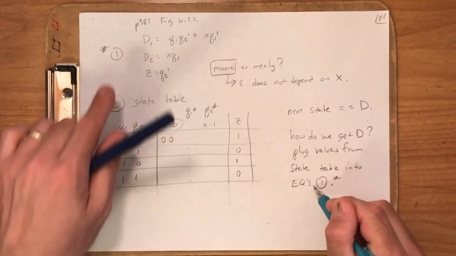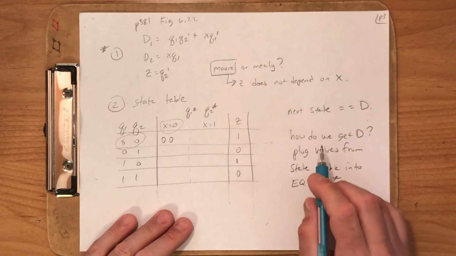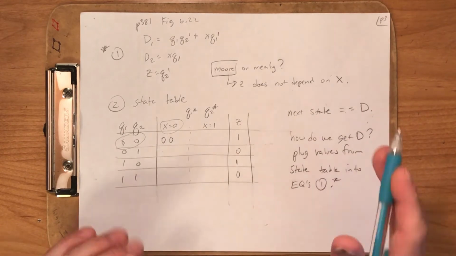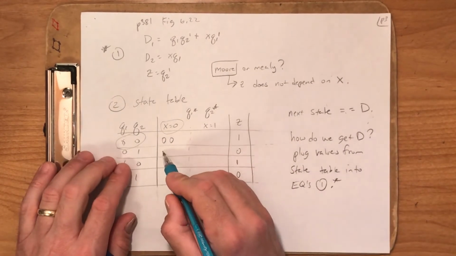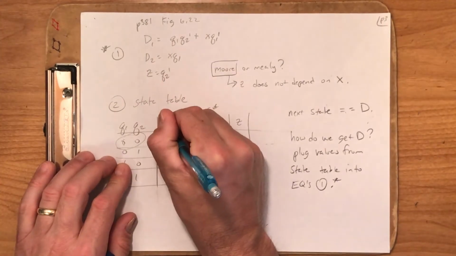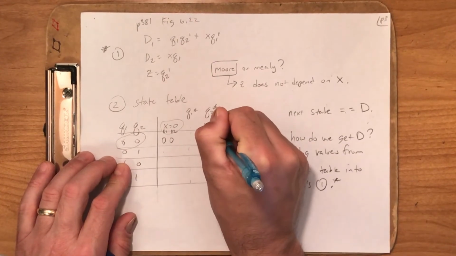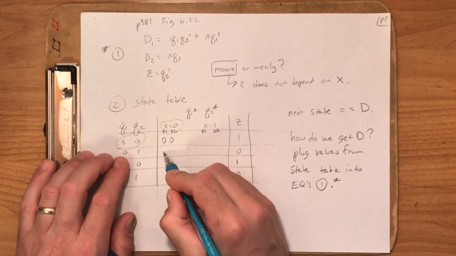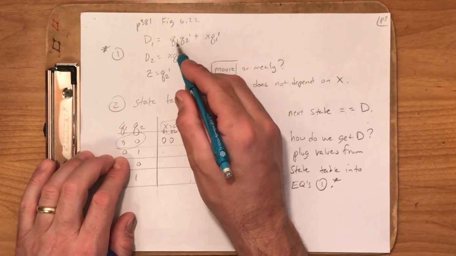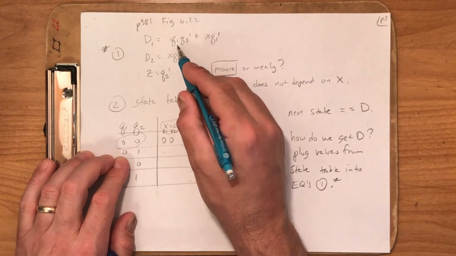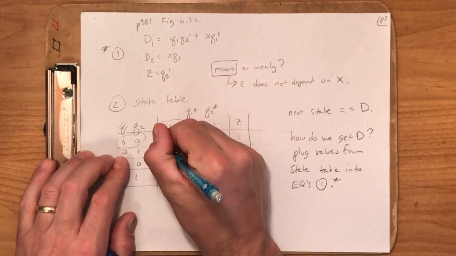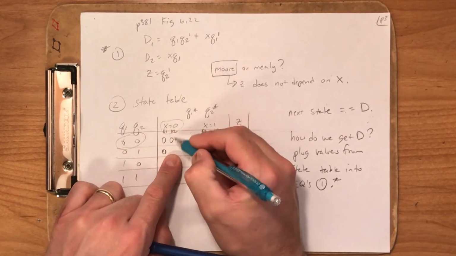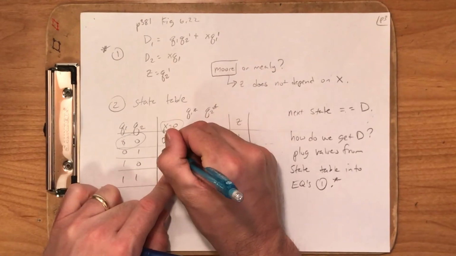So plug in the values into these equations. Now I like to do these, let's do one more step by step. So D1, D2, D1, D2. Well, X is still 0 over here. Q1 is 0, so that wipes this term out. Doesn't matter what that is. Over here, X is 0, so that gives me a 0. D2, X is 0 at this spot in the state table, so that wipes it out.